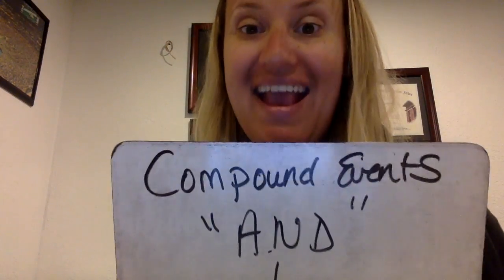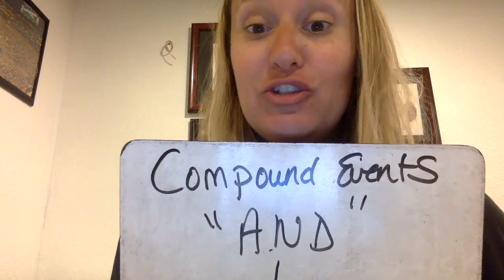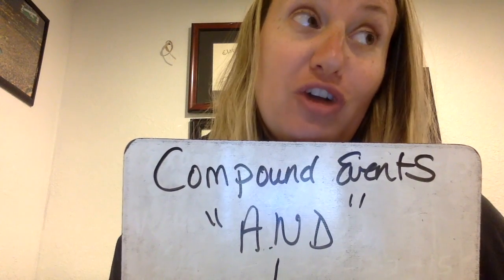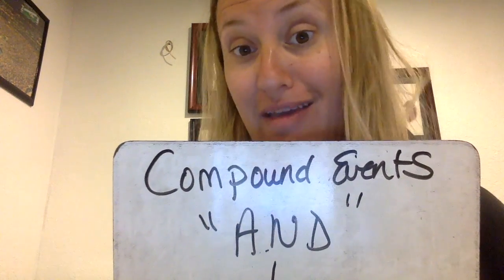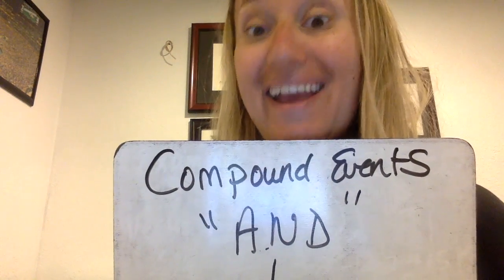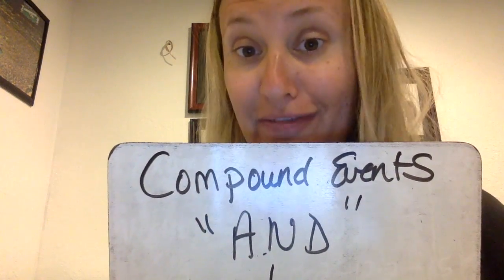So 7th grade, we're going to continue with compound events. We already talked about compound events, or when you have more than one. This time, we're going to talk about "and," okay? So you have to draw a king and draw a queen in order to win the game, or draw a red marble and a blue marble out of the bag.